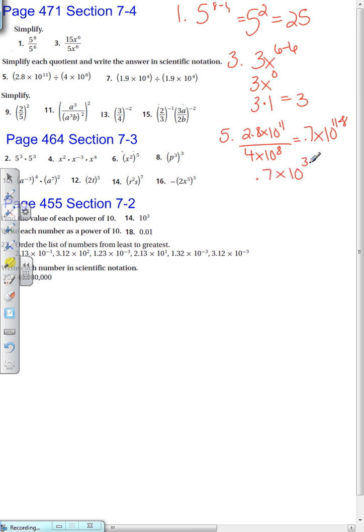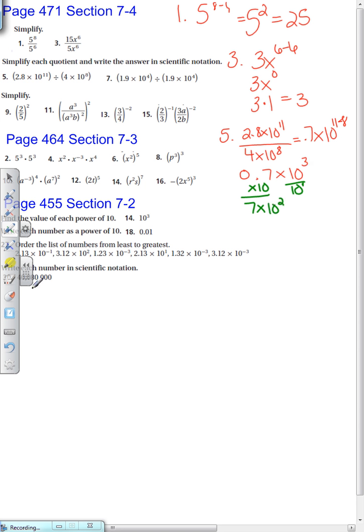That's not scientific notation because 0.7 is not a number between 1 and 10. So if I multiply 0.7 by 10, I'm going to get 7. But if I multiply that by 10, I have to divide this by 10 to keep it balanced. So if I subtract 3 minus 1, I'm going to get 7 times 10 squared.